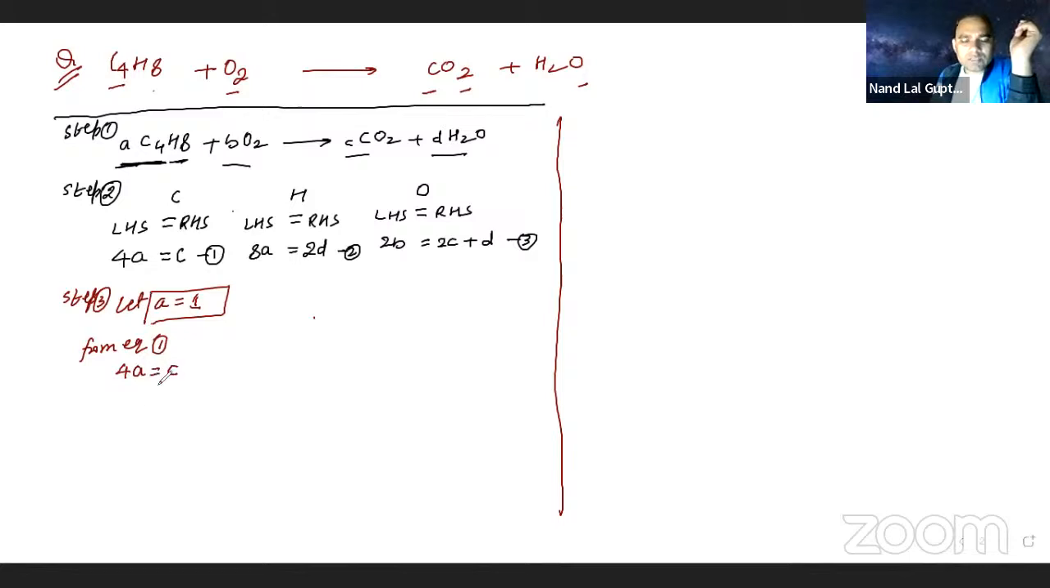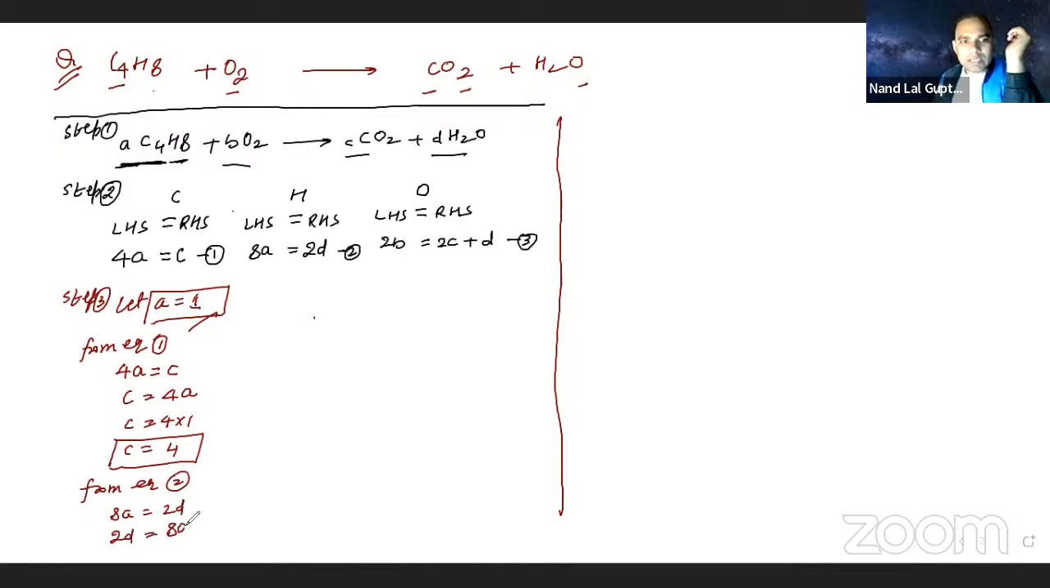4A equal to C. Either you can write C equal to 4A. So C equal to, A value already you have considered, so 4 into 1. So C is going to be 4. So these are the two values we got, A and C. Which equation can you use now, students? You can use equation number 2. From equation 2, 8A equal to 2D. Either you can write, students, 2D is equal to 8A.